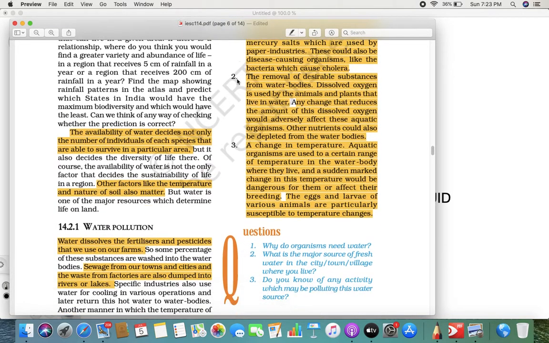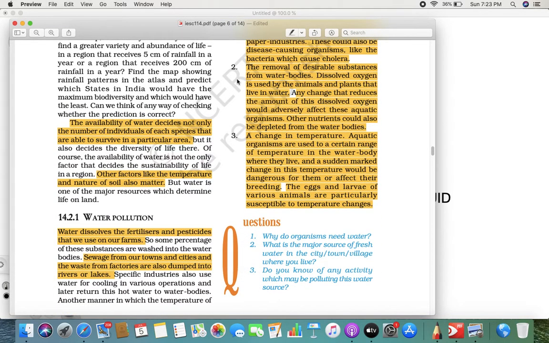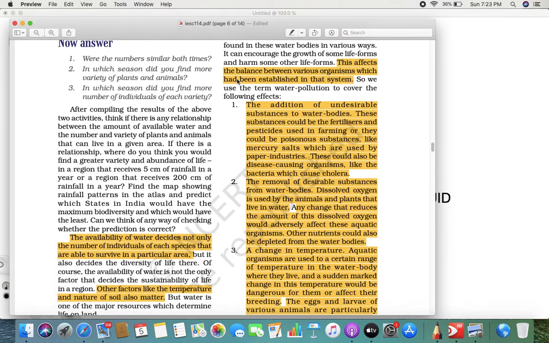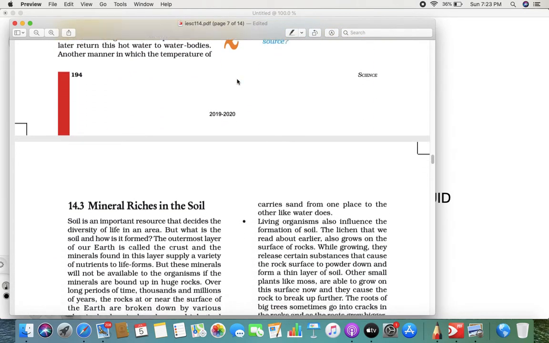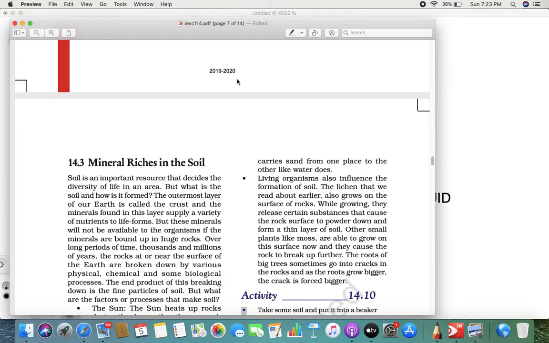So I hope you are getting these two concepts: water, a wonderful liquid. How does it become a wonderful liquid? Because most life forms depend upon water. And how does it get polluted? Now the next topic we are going to see is about soil. And after that, once the soil is completed, we are talking about certain cycles. How does the whole cycle get balanced, right? How does one take and the other give?